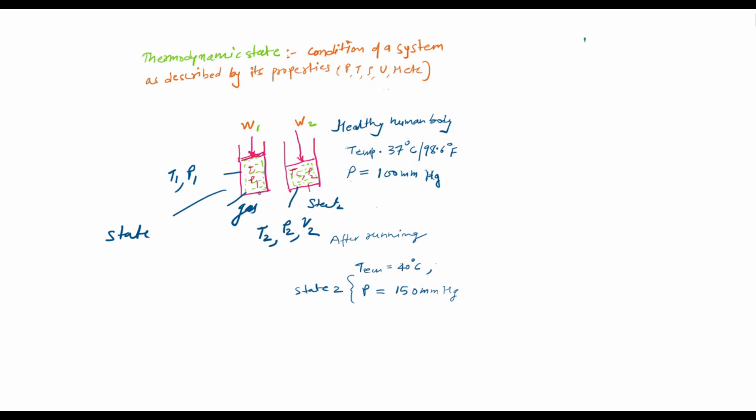But the question here is that in the two states, the properties of the system are different. This is state 1 and this is state 2.